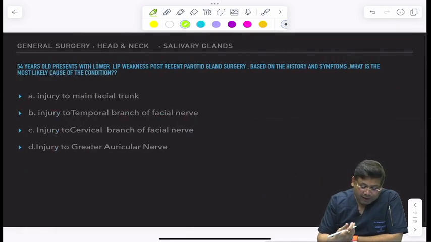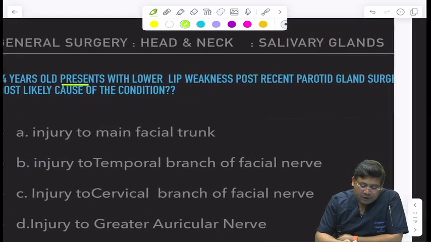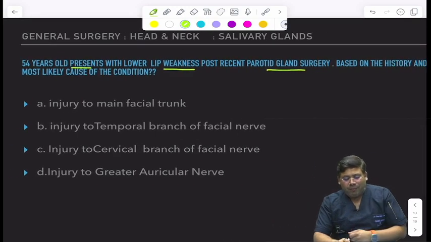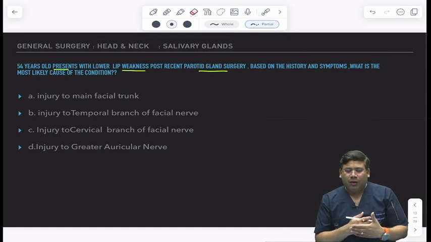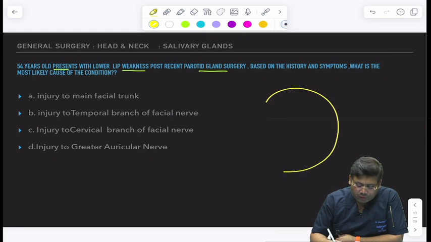Next, let us understand one more question. A 54-year-old presents with lower lip weakness post recent parotid gland surgery. You know that through the parotid gland, we have a fasciovenous plane of Patey. What is this fasciovenous plane of Patey? I hope all of you should be knowing this.